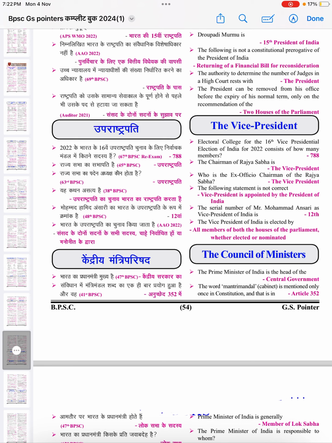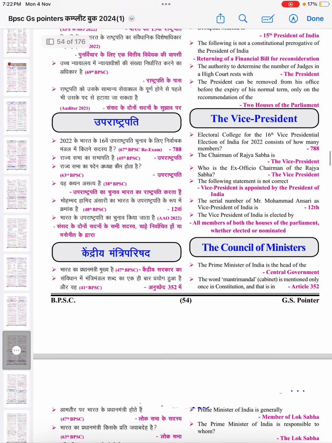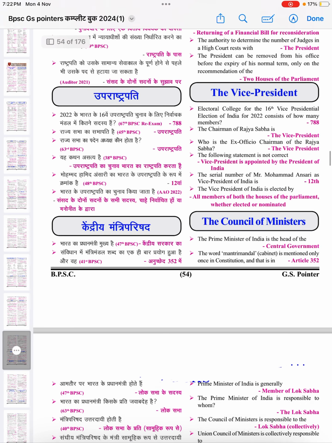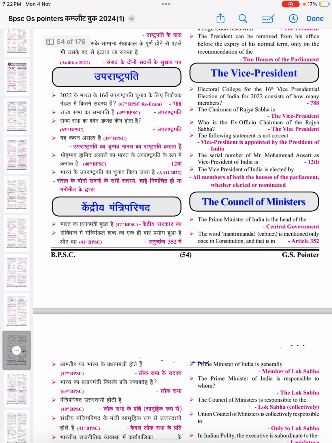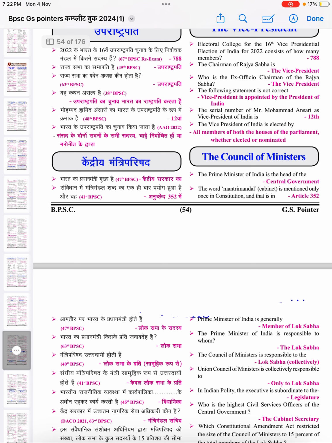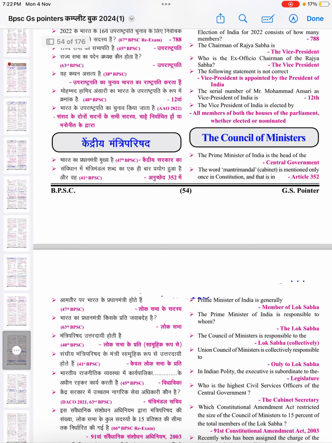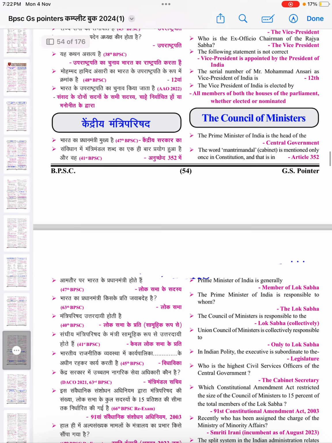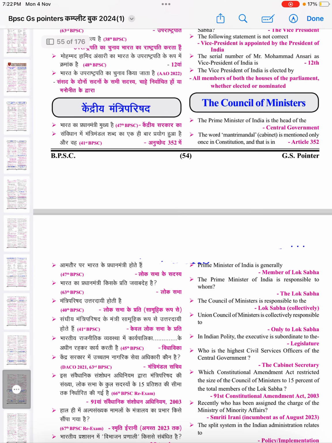The Vice President. The Electoral College for the 16th Vice Presidential election of India in 2022 consists of how many members? 788. The Chairman of Rajya Sabha is the Vice President. Who is the ex officio Chairman of Rajya Sabha? The Vice President. The following statement is not correct: the Vice President is appointed by the President of India. The serial number of Mr. Muhammad Hamid Ansari as Vice President is 12th. The Vice President of India is elected by all members of both Houses of Parliament, whether elected or nominated.